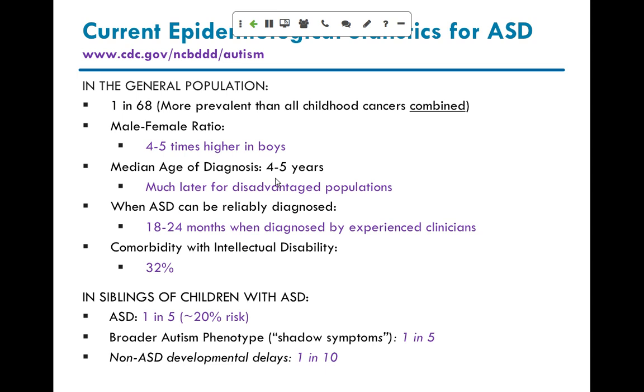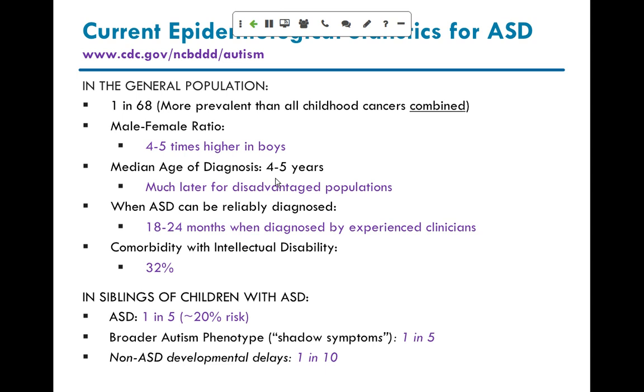What's unfortunate is that we know we can identify autism very reliably by 18 to 24 months of age in most cases. So the fact that we have a 2 to 3 year discrepancy between when we can diagnose autism and when we are diagnosing autism is a problem that we still need to address in our society. So we still need to do a much better job at diagnosing autism earlier.